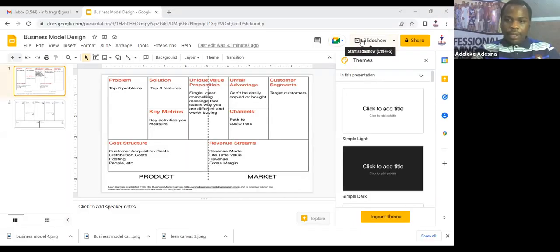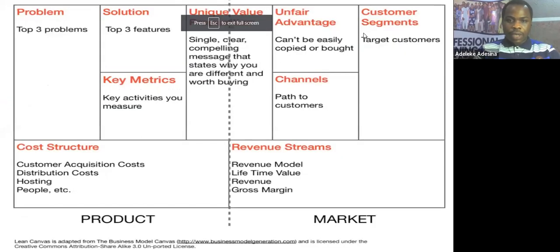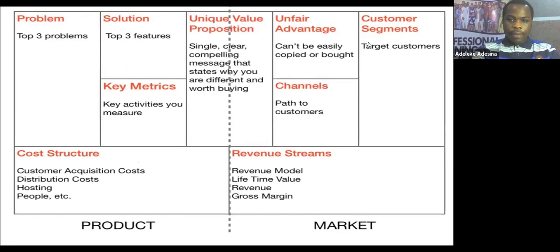So, let me have this on. Can you see my screen, please? Let me know if you can see my screen in the chat box. Let me know, please. Okay, great.